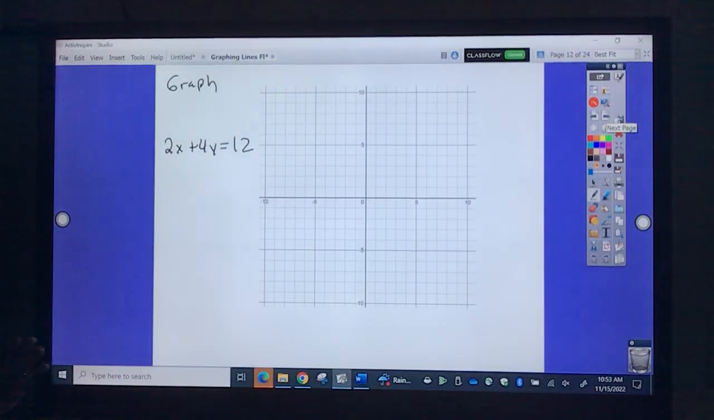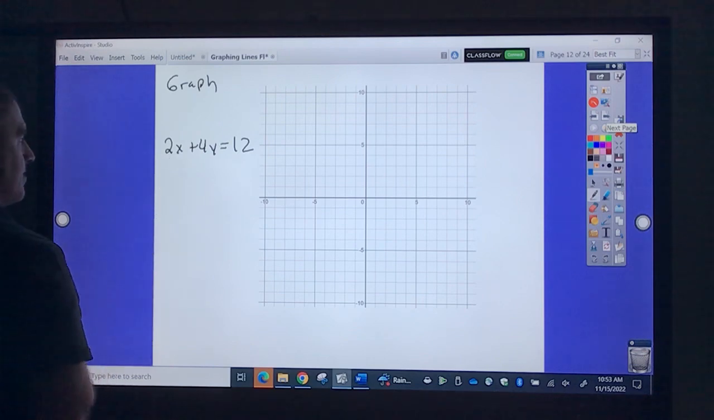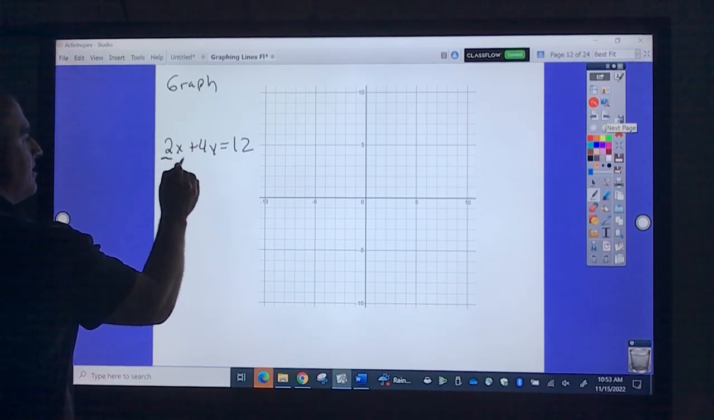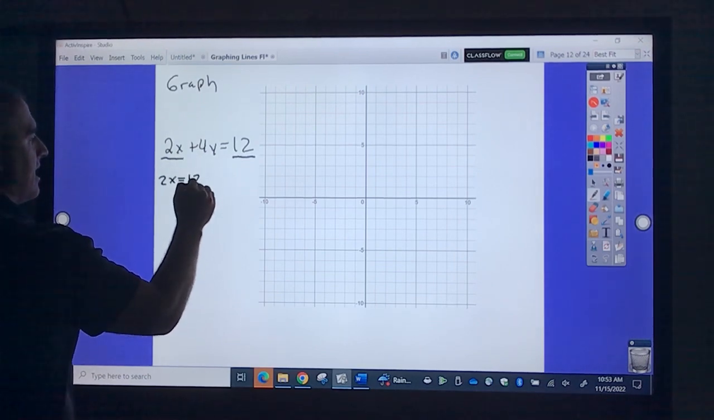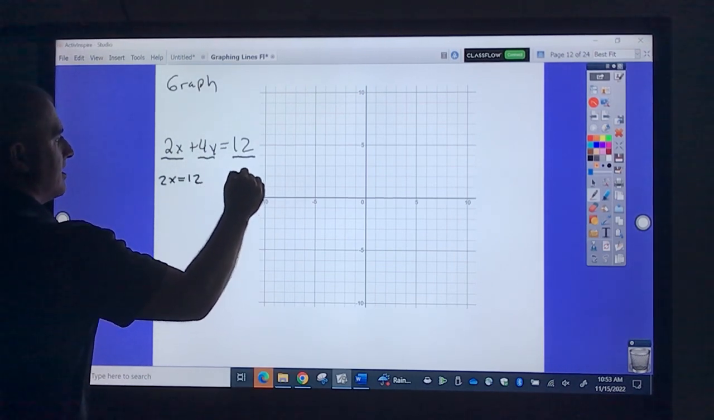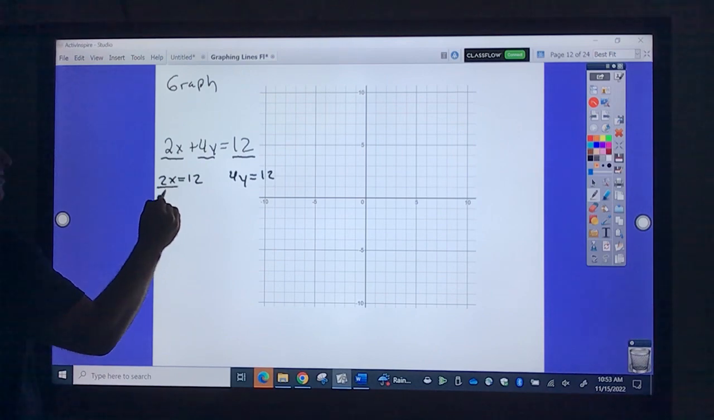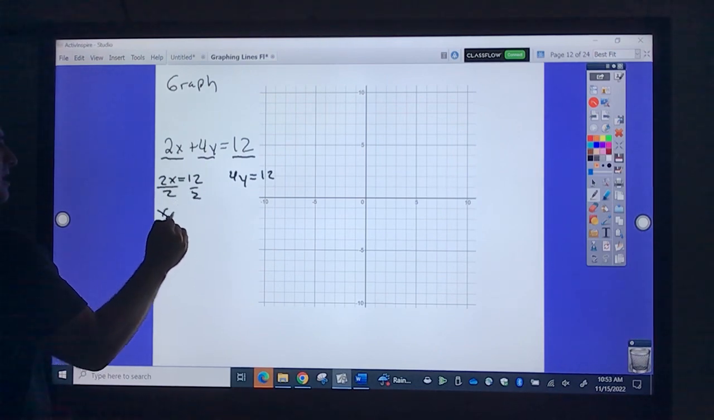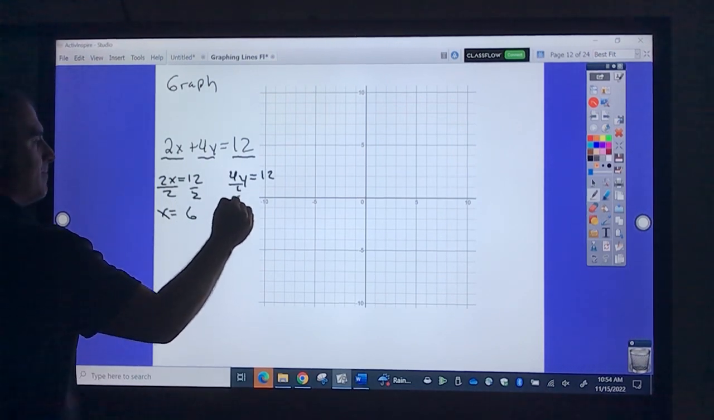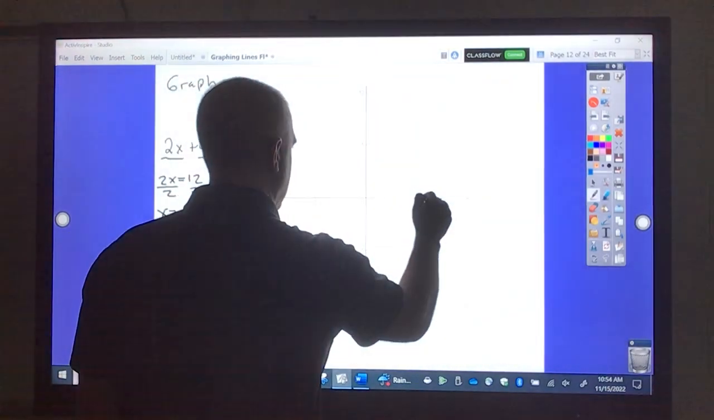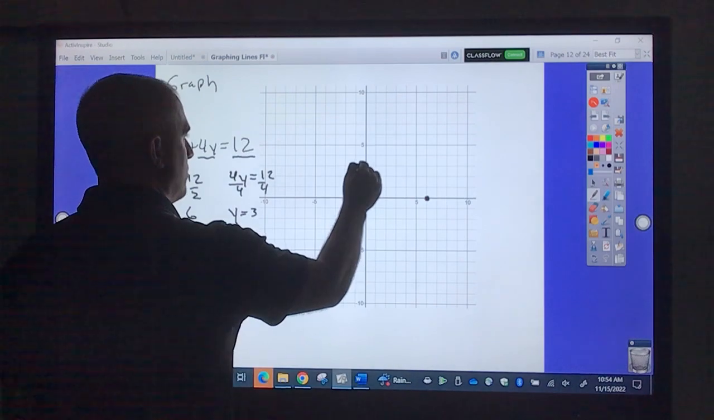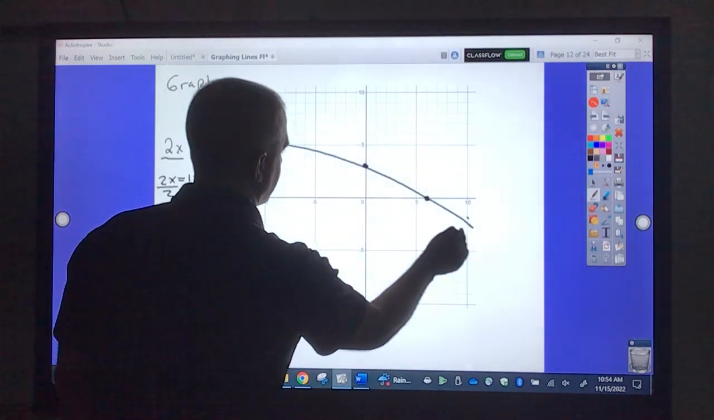Now these, there's a couple different ways you can do these. I'm going to show you 2 ways. Here's the first way. You could take this and set it equal to 12, and you could take this also and set it equal to 12. How would I solve this? Divide by 2, x would be 6. Divide by 4, y would be 3. So x is 6, y is 3, so I got 2 of those points. I just connect the dots.